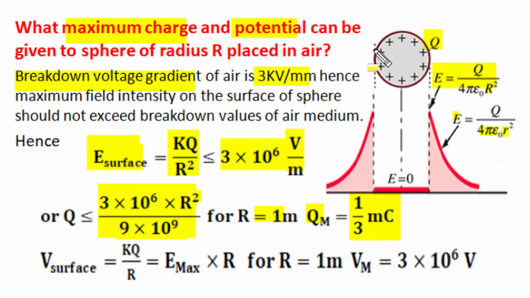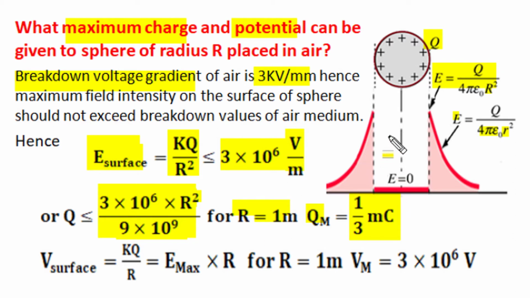We can increase charge on the sphere only when we increase the radius of the sphere, and 1 meter radius is quite a large size. In fact, this unit of charge, coulomb, is a relatively big unit of charge, and 1 millicoulomb or 1 by 3 millicoulomb is also considered a higher amount of charge. Practically, charge on conductor bodies is of the order of microcoulomb or nanocoulombs.